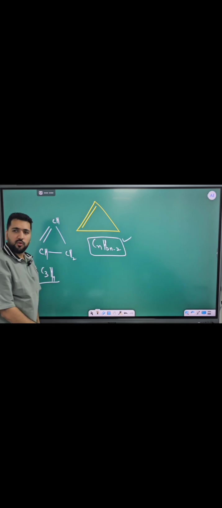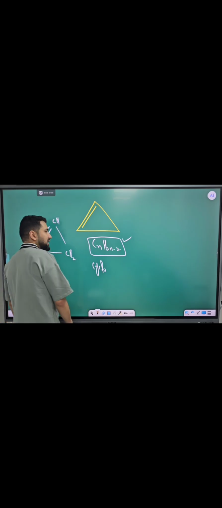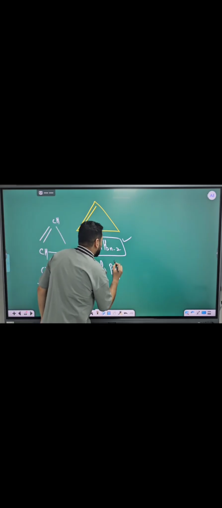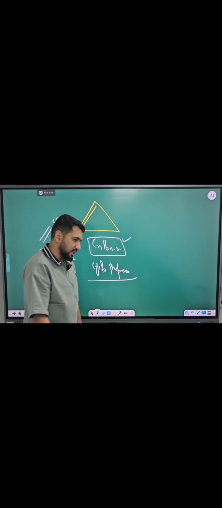So guys, their general formula is CnH2n minus 2. See, what's the double of 3? 6. 6 minus 2 is 4. So CnH2n minus 2. And what's the name of this compound? Again, this will be cyclo. How many carbons are there? 3. 3 carbon means prop. Since there is a double bond, I will be using ENE. So cyclopropene. I hope this is clear, guys.